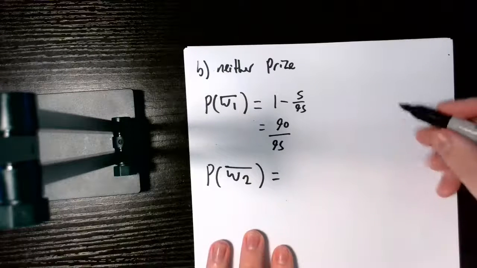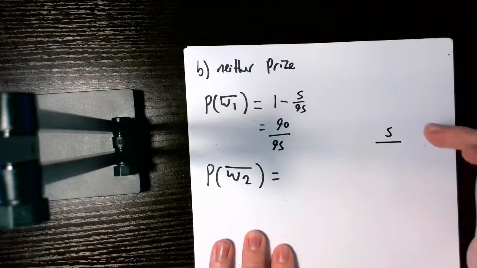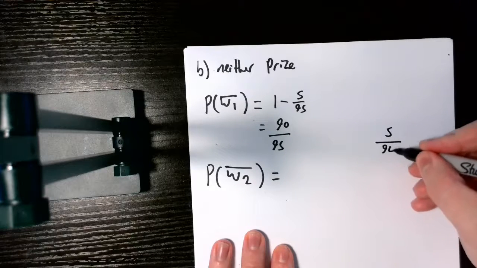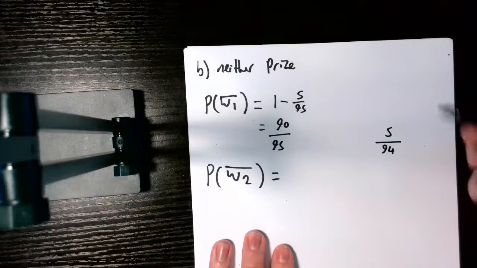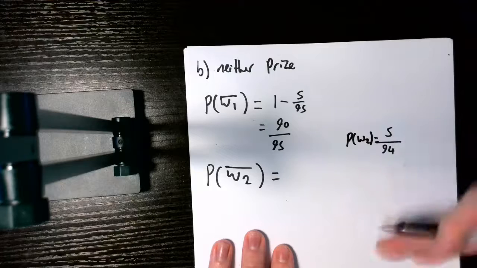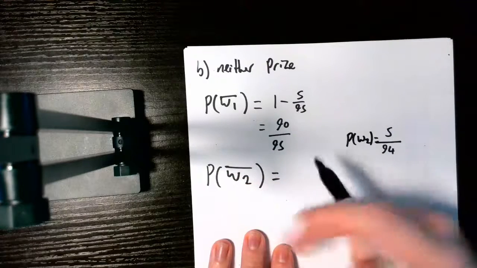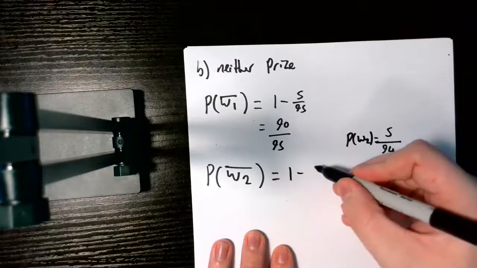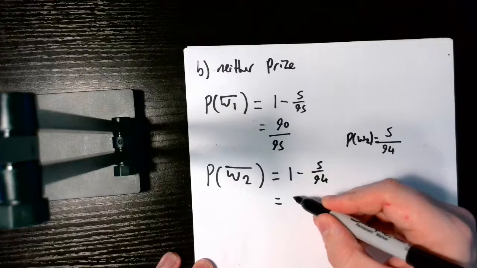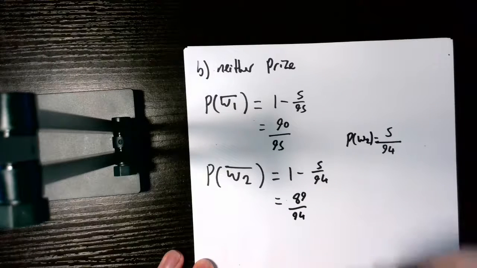So she still has 5 chances of actually winning, because she hasn't lost one of her tickets. However, there are now only 94 tickets left in. So the probability of her winning in the second draw is 5 out of 94. Therefore, the probability of her not winning the second draw is equal to 1 minus 5 out of 94, which leaves us with 89 out of 94 chances that she won't win in the second draw.